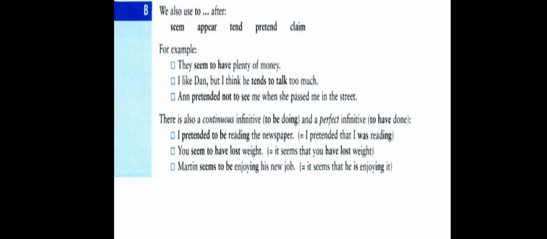Another example, I like Dan, but I think he tends to talk to me. Here the verb tends followed by to plus the base form, to talk. Anne pretended not to see me. Here we have the verb pretended, and it is followed by negative infinitive. We have not plus to plus the base form see, when she passed me in the street.